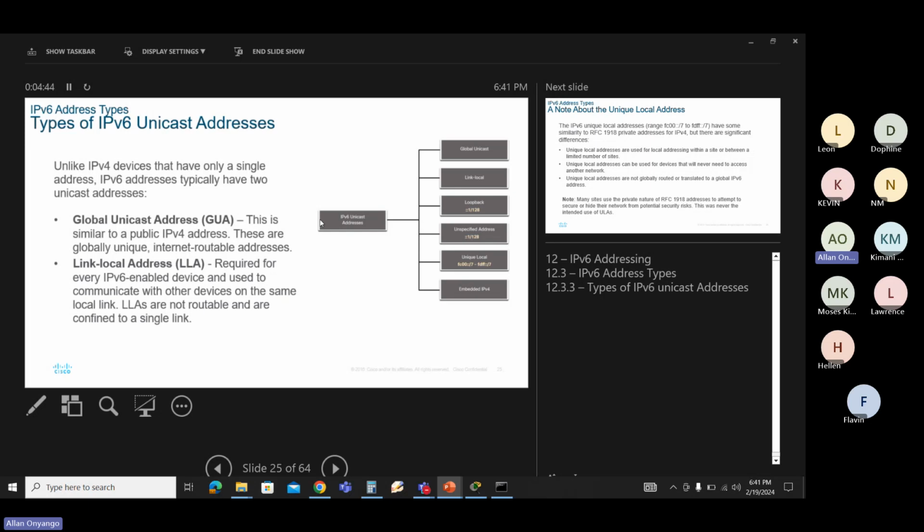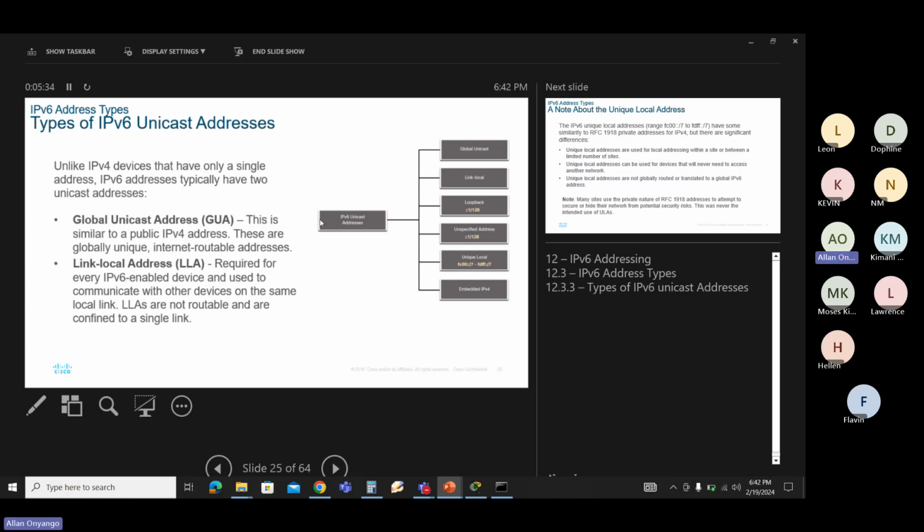Now, every time you configure IPv6, you always configure an LLA, the link local address. The link local address is always required for every IPv6 enabled device and is always used to communicate with the devices on the same local link, same network, same link. GUA is used to communicate between different links, different networks, okay? Link local is used to communicate on the same local link, but they are not routable and they're only configured to a single link. They're not routable is a very important word. They cannot be used to route to the internet, okay? So far, the only type that is routable is the GUA, global unicast address. It is the only one that is routable to the internet, just like the public IPv4 addresses.